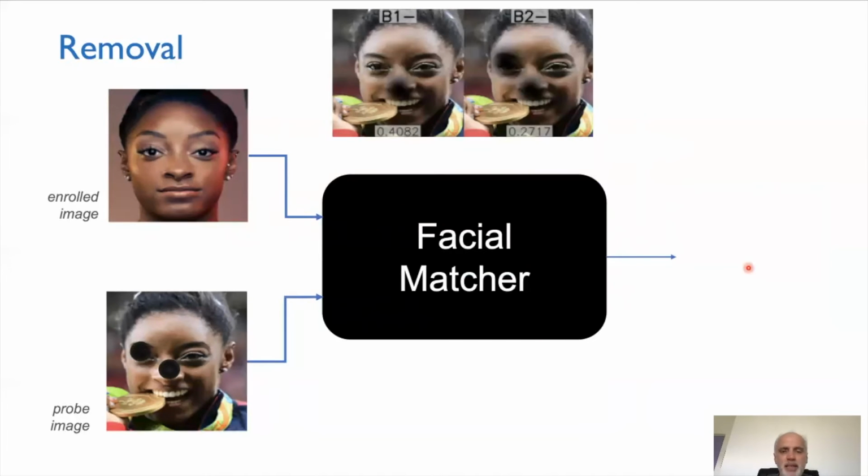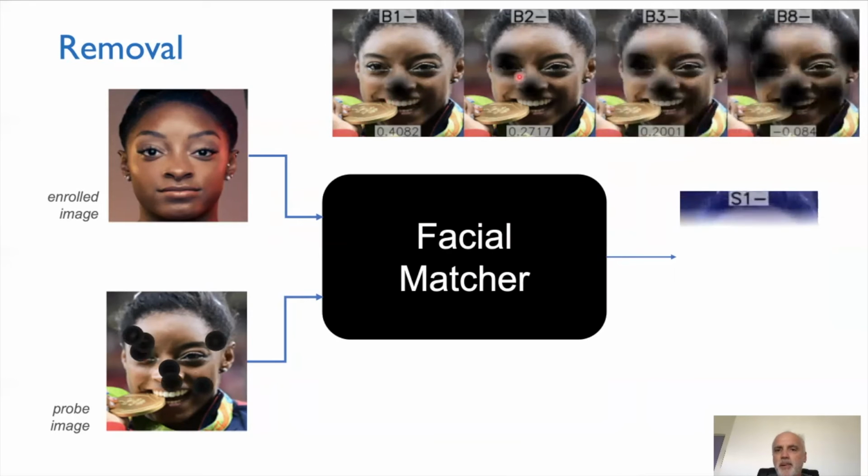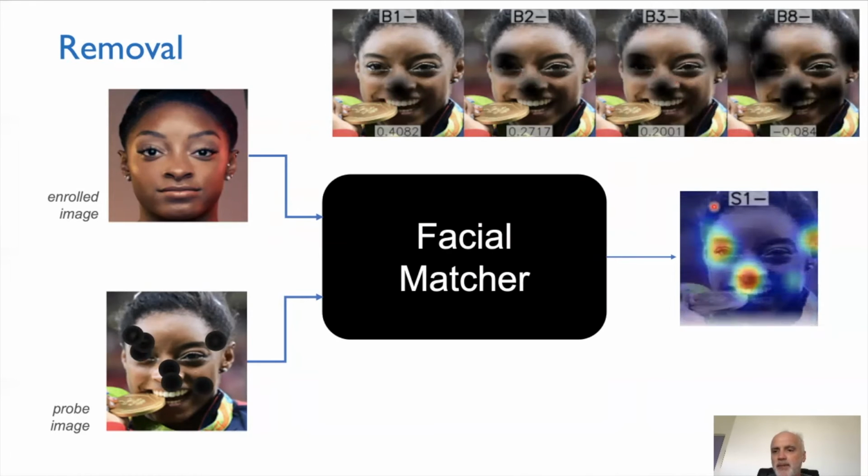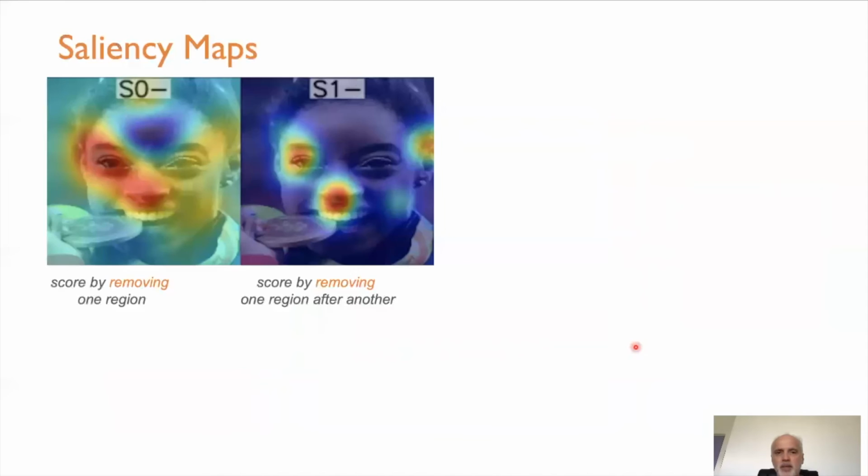We can repeat that by adding a second region that is relevant in combination with the first one, and we can add a third, a fourth, and so on. And here are the parts that we can remove, and these are the scores that we obtain by removing one region after another. So these are our two saliency maps obtained by removing one region and by removing one region after another.